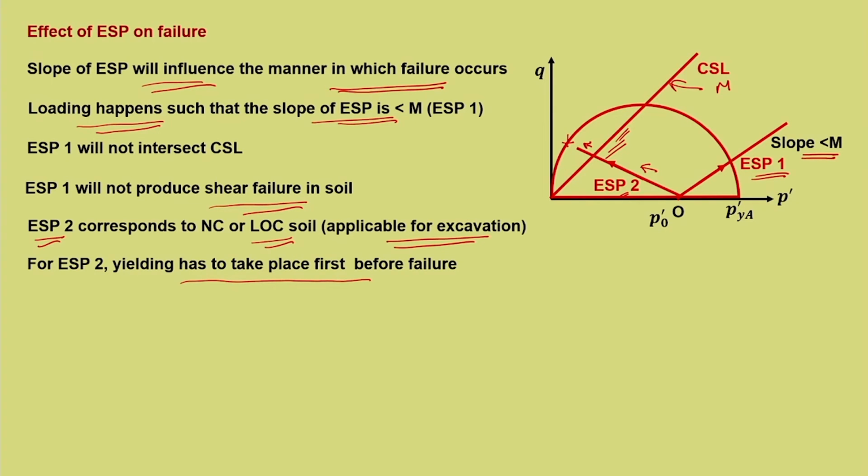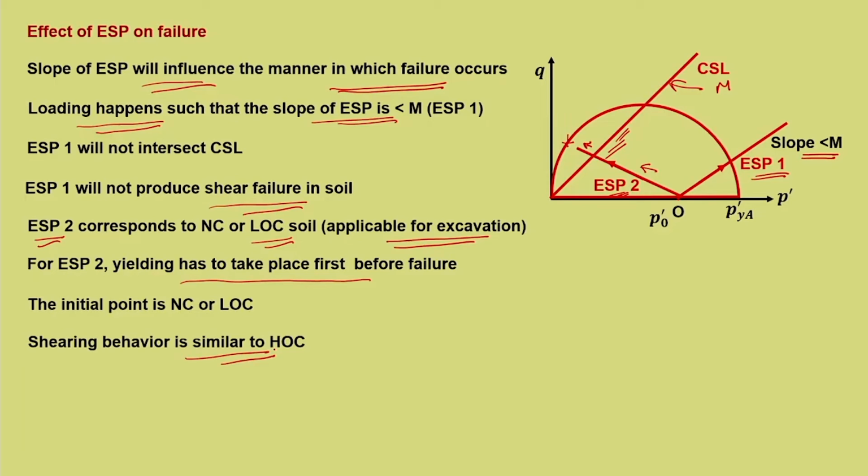An LOC can give a behavior close to HOC during shearing, provided the loading combination is in such a manner that it produces an effective stress path similar to ESP2. So, initial point is NC or LOC, but shearing behavior is similar to HOC. Why? Because it crosses critical state, yields and then gets back to failure.